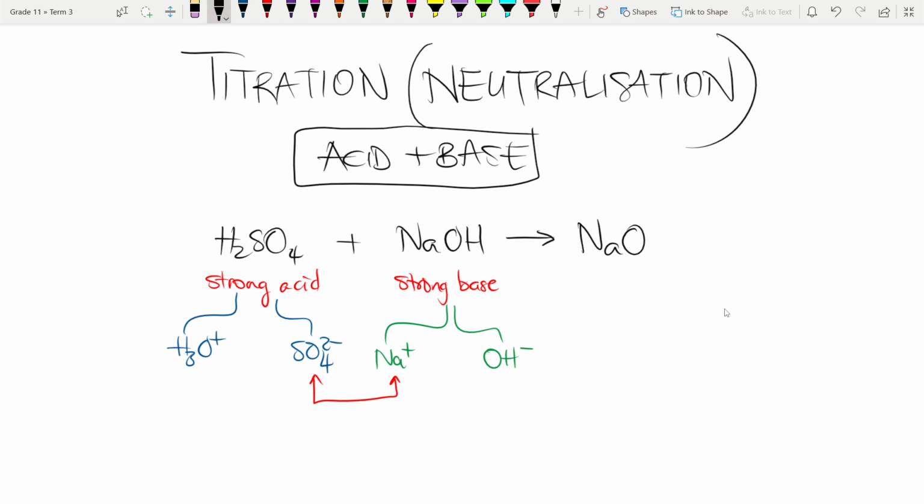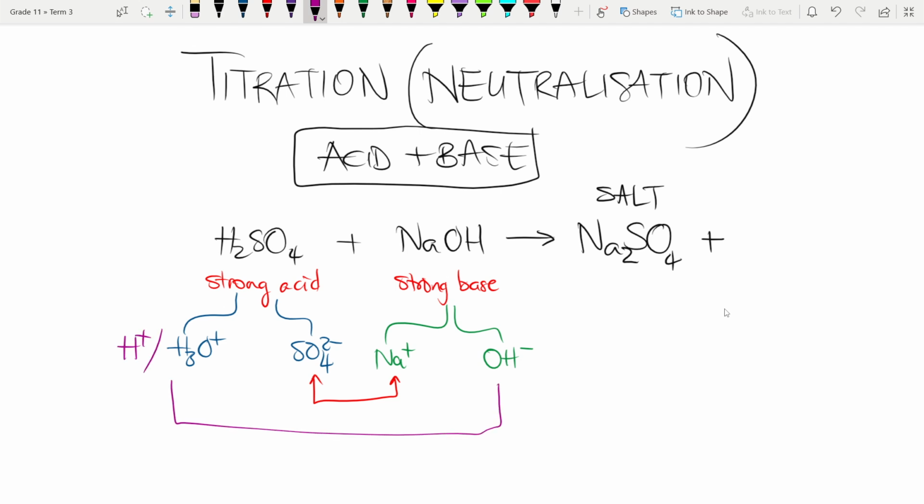So Na2SO4. That's how my salt is going to look. Plus, remember, you can think of this thing as H plus. So when H plus and this react, or H3O plus and this react, it just becomes water. So more and more water, H2O, that's water. And that's basically it for the reactions.